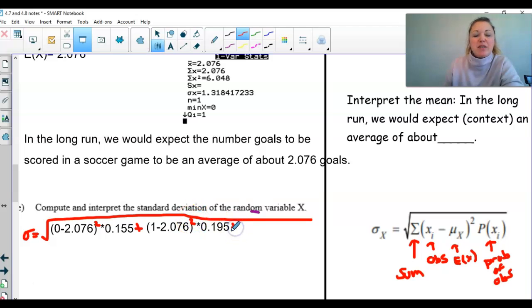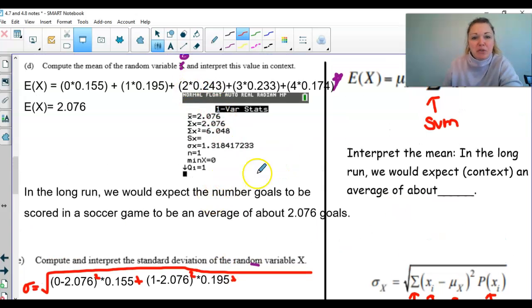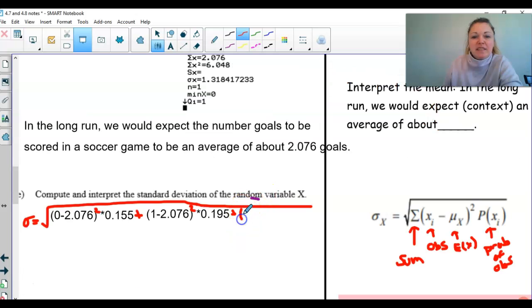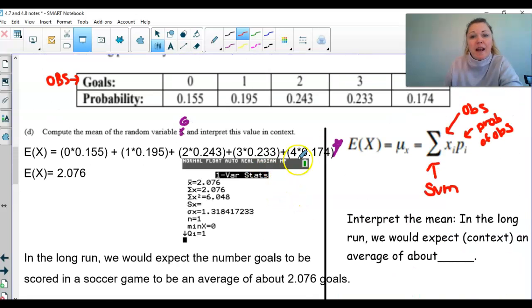Plus, I'm going to just try to use my mouse from here on out. The typing is messing me up a little bit. The next observation is 2 minus the mean, the expected value, 2.076, squared times the probability of that observation. So that's 0.243.